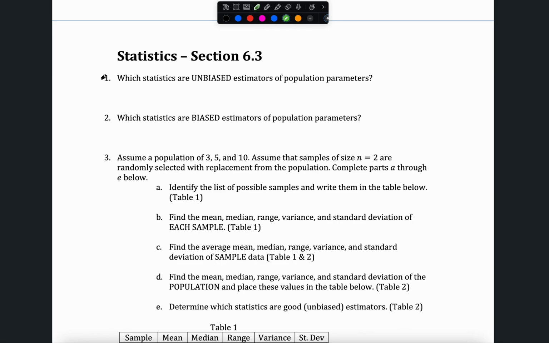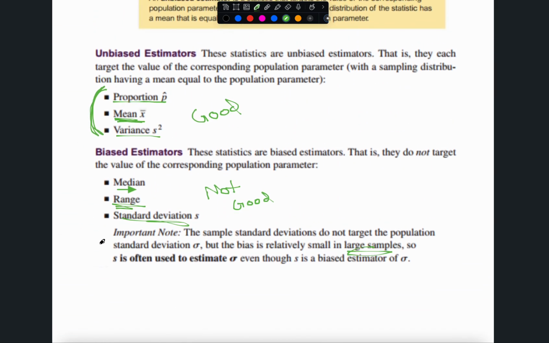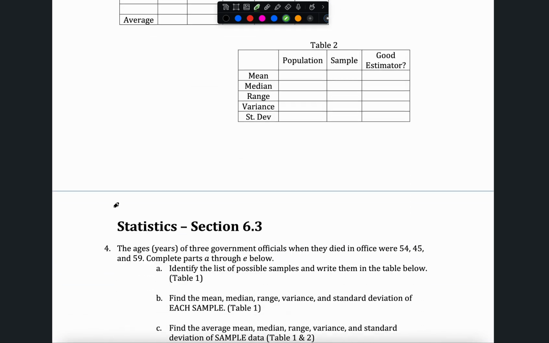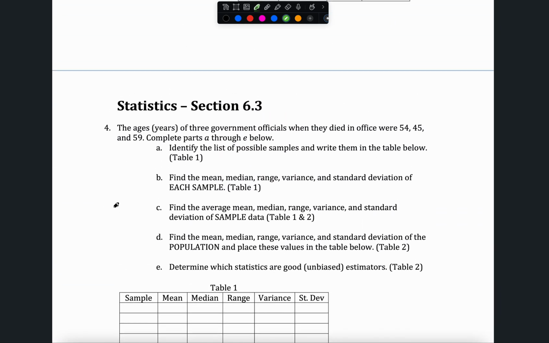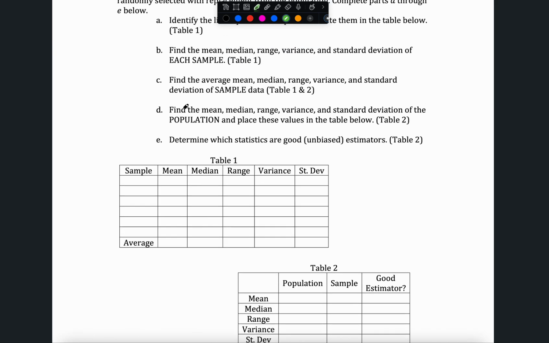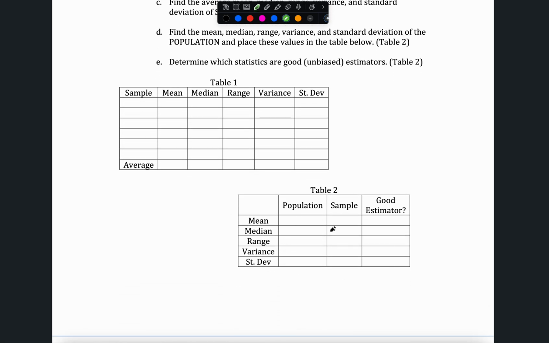For 6.3, questions number 1 and 2, where it says which ones are unbiased, which ones are biased, go off of this list right here. Which ones are typically biased and which ones are typically not biased. And then number 3 and the backside are going to be the same as what we had before. In your good estimator, you can go off of what the results show here, not the results from 1 and 2. Go off of what your results say for this data in particular.